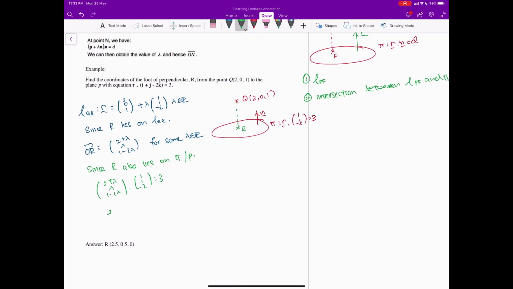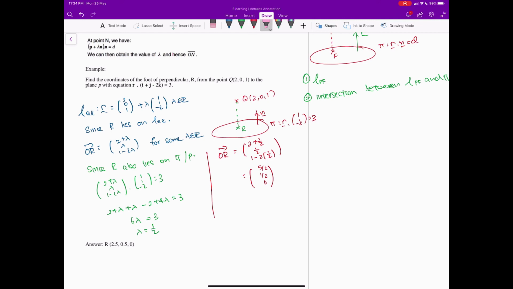From here I quickly expand it out. So 2 + lambda + lambda − 2 + 4 lambda will be equal to 3. Solving further, 6 lambda is equal to 3, so lambda is equal to half. With lambda equal to half, I'm going to substitute back into my OR. OR will then be equal to (2 + half, half, 1 − 2 times half). This will give me 5 over 2, half, and 0. You can either leave it in fraction or decimal. Personally, I prefer to leave it in fraction, however decimal is acceptable as well.